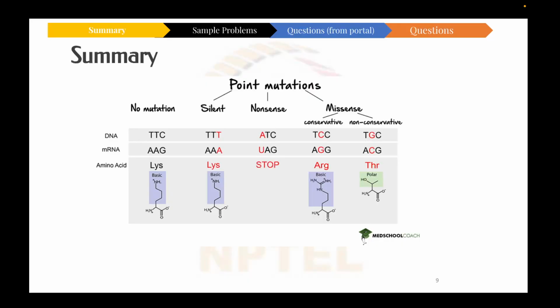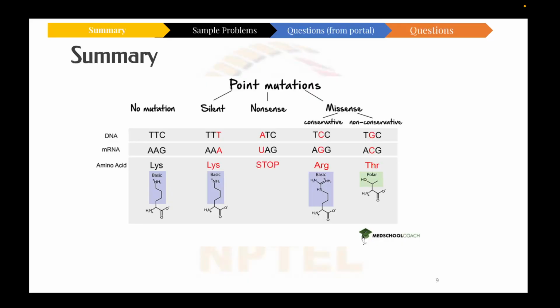Let's start with the missense, which is a mutation that results in a different amino acid sequence or a primary structure in the product protein. The impact of a missense mutation can vary. In some cases, the missense mutation results in amino acids that are very similar to each other. In these scenarios, these types of missense mutations are known as conservative missense mutations.